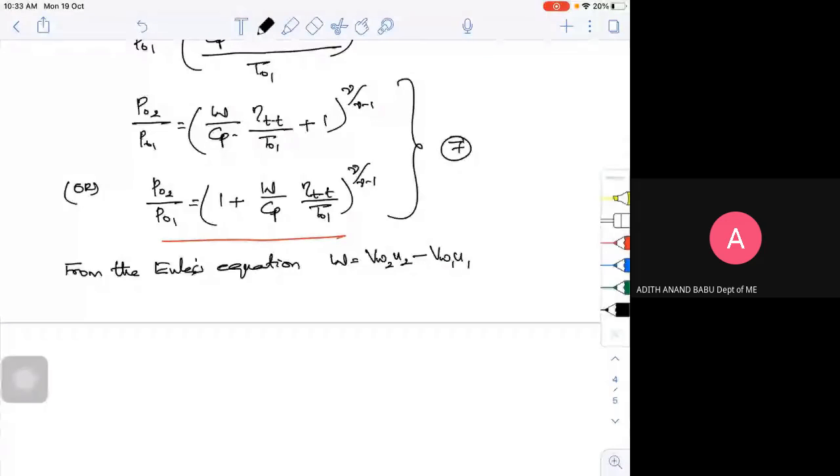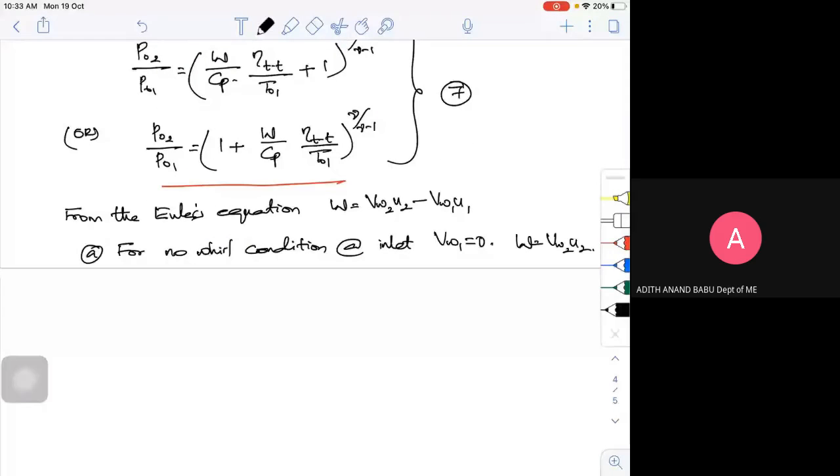Okay. Now, for most of the compressor, for the no whirl condition at the inlet, your VW1 is equal to 0. So for this condition, your W will be equal to simply VW2 into U2. So then I substitute for this condition. I can substitute for this VW2, and in that condition, I can get it.